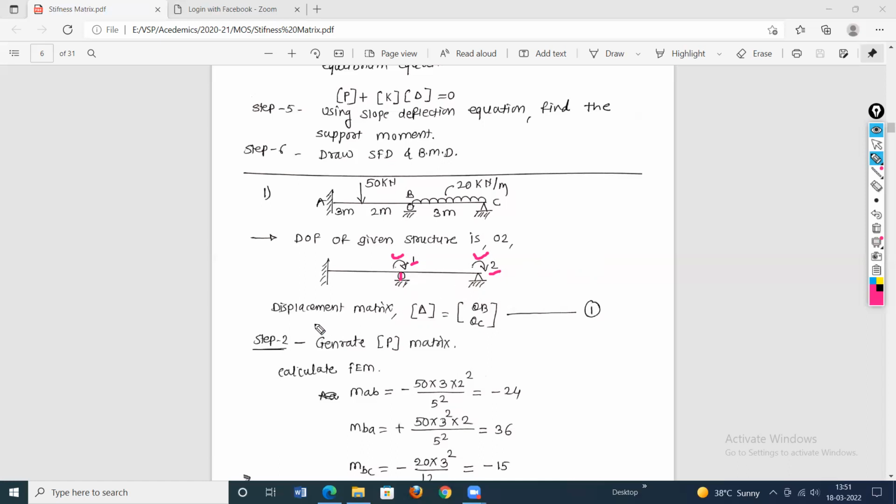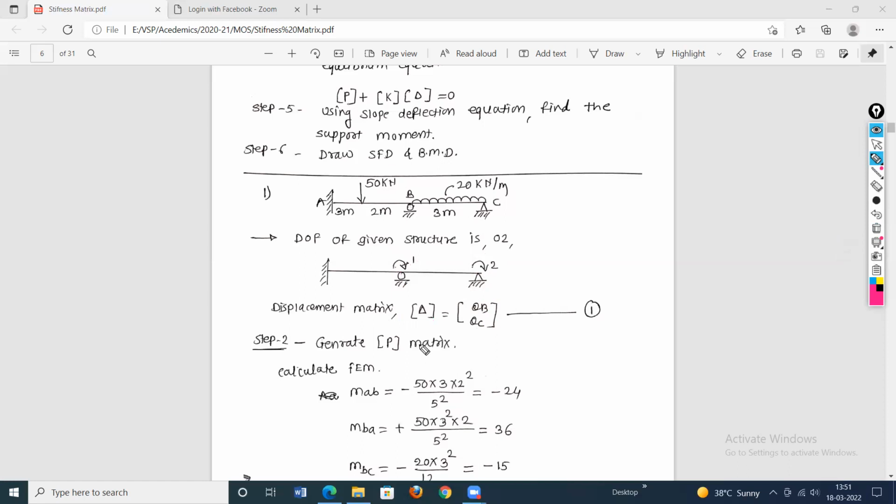Now we can easily write the displacement matrix. It is denoted by delta matrix, so it is equal to, now this is the unknown displacement at coordinate 1. So at coordinate 1, what is the unknown displacement? Theta b is the unknown number 1. Then the second element is the unknown displacement at the second coordinate, which is theta c. So in the displacement matrix, there are two elements. The first element is theta b, the unknown displacement at coordinate 1, and the second element is the unknown displacement theta c. Call this equation number 1.